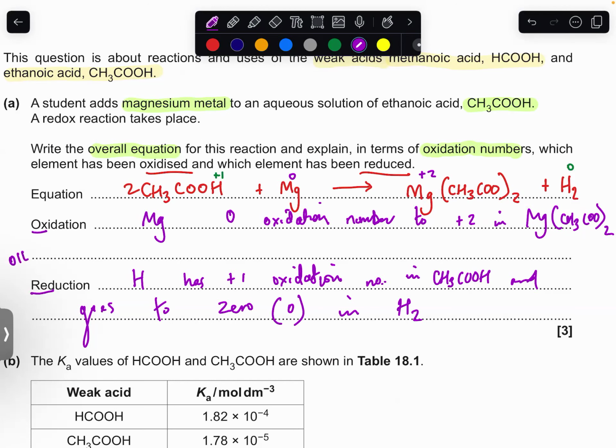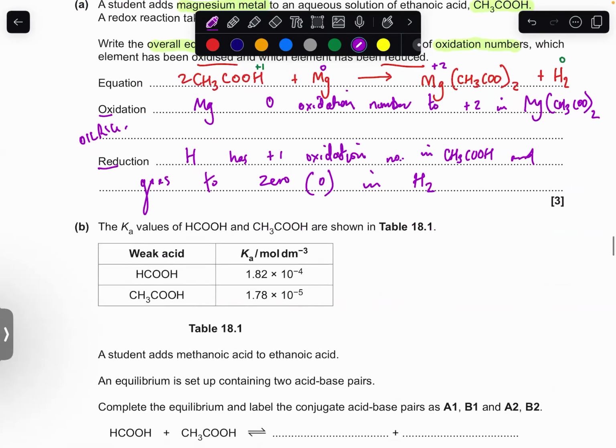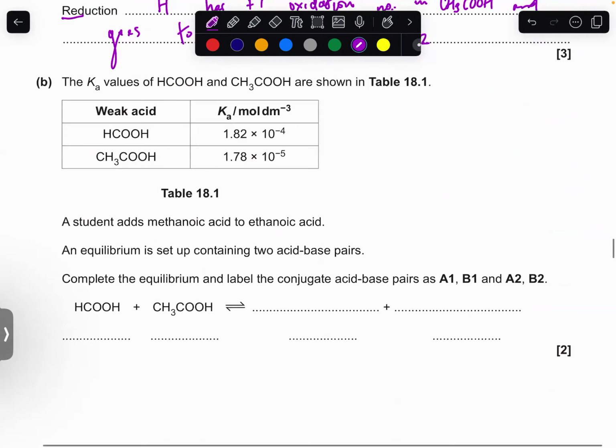We're using OIL RIG to help us here. This question, student adds methanoic acid to ethanoic acid. The equilibrium setup is containing 2 acid-base pairs. Now, the thing is, you've been given the Ka values for methanoic and ethanoic acid. You've got the values here. How do you know which one is a stronger weak acid?